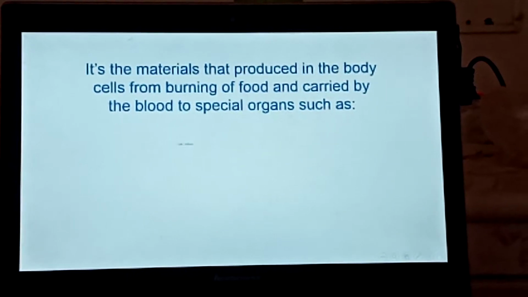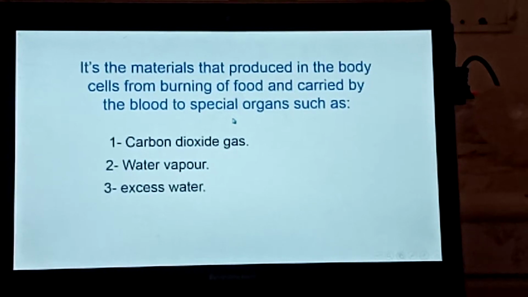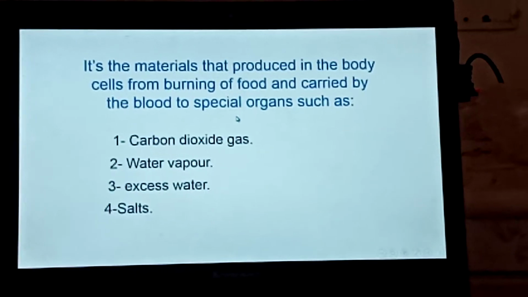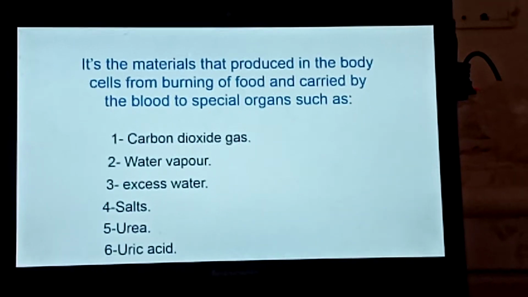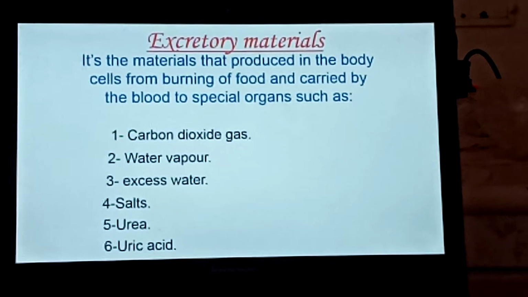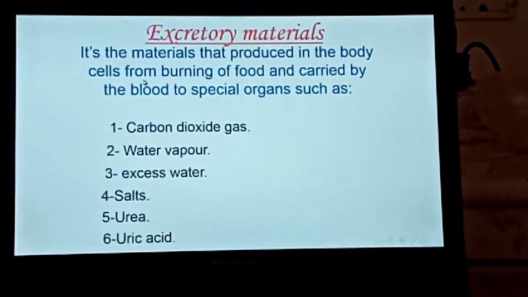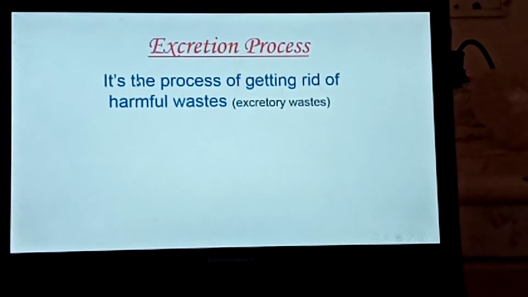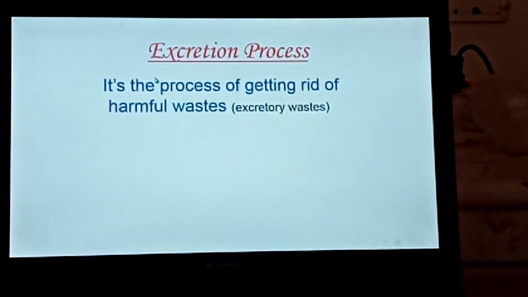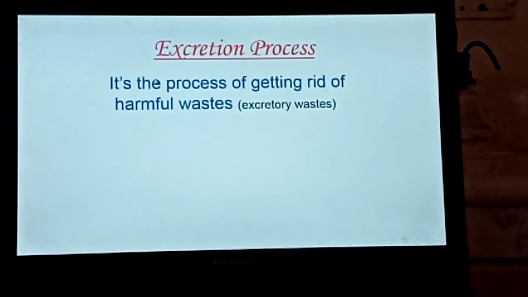The other wastes are materials that are produced in the body cells from burning of food and carried by the blood to special organs. These wastes are carbon dioxide gas, water vapor, excess salts and water, urea and uric acid. These materials are called excretory materials or cell wastes because they are produced in the body cells. So, the excretion process is the process of getting rid of harmful wastes, which are the excretory wastes: carbon dioxide, water vapor, urea and uric acid, excess salts and water.